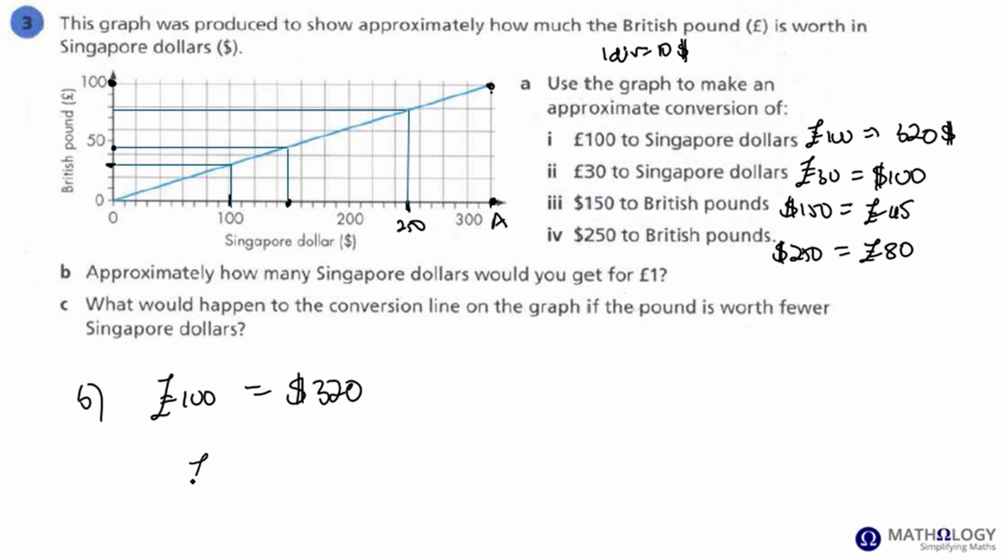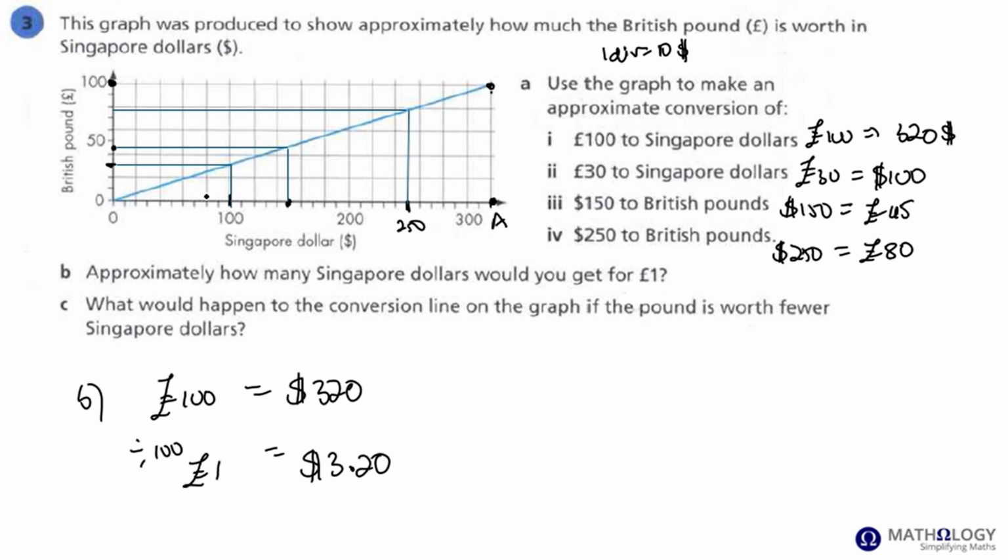So to get £1 out of this, we're going to divide by 100. So 320 divided by 100 is 3.2. So it's going to be about 3.2 Singapore dollars.